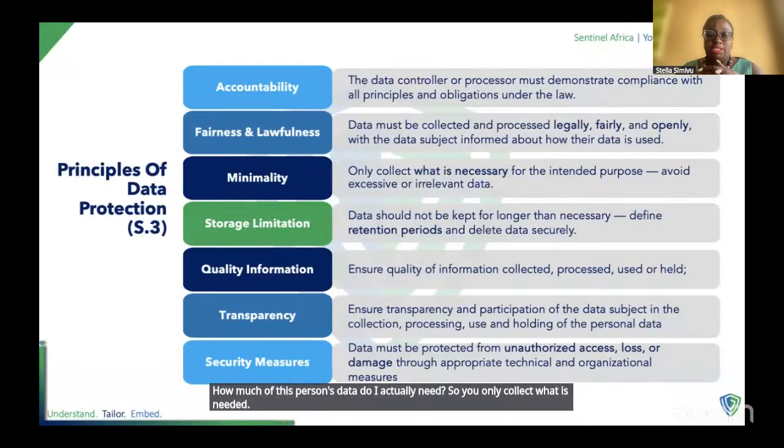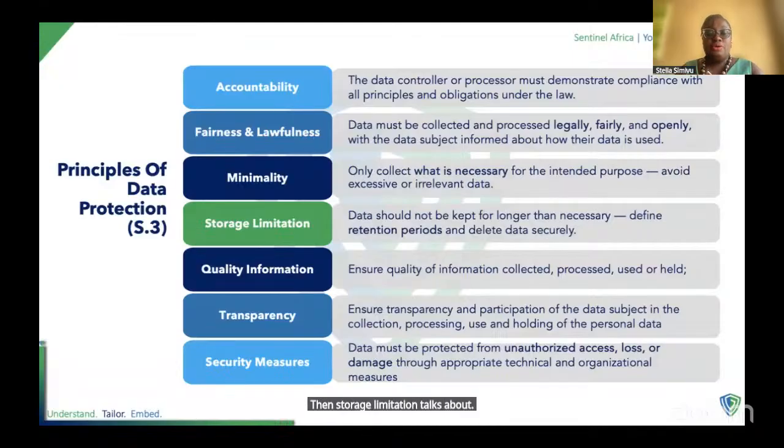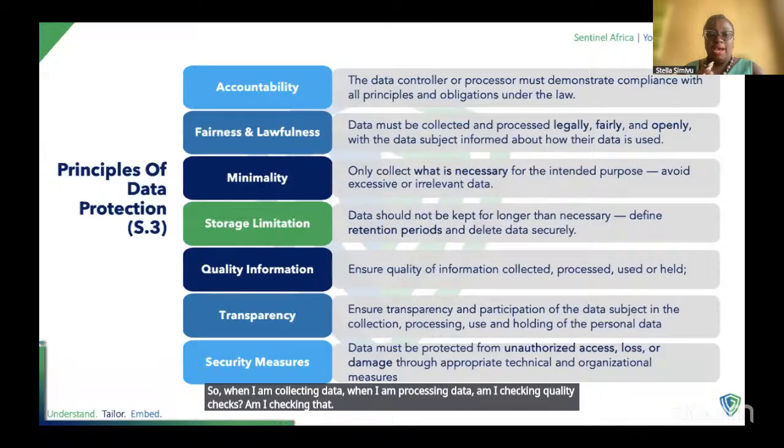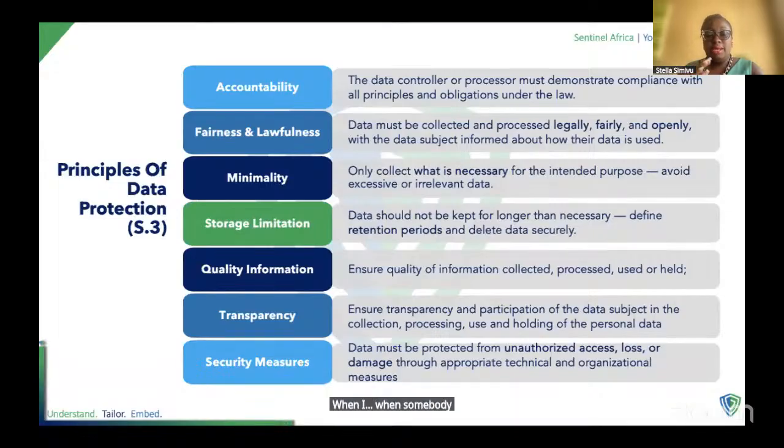Then storage limitation talks about, if I no longer need the data, how can I make sure that I limit storage of that data? Because the longer you store the data, the more likely it is to leak. It also enshrines the principle of quality information. So when I am collecting data, when I'm processing data, am I checking quality checks? Am I checking that when somebody gives me their number and they tell me their number is 0757, blah, blah, blah, I am making sure that that is actually being captured well.